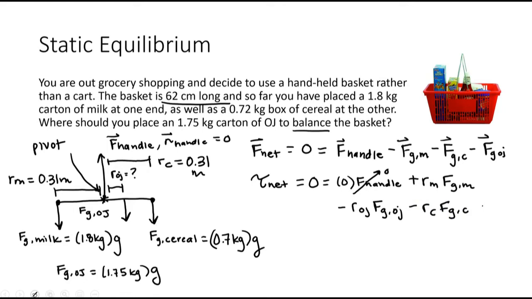Now we have all the information we need, and the only thing we're missing is R_OJ, which is what we're looking for, which is wonderful. So let's go ahead and solve for R_OJ here. I'm going to add R_OJ F_G to the other side and then divide by F_G of the OJ. So we end up with R of the OJ is equal to R_M F_G of the milk minus R_C F_G of the cereal, and then we would divide all of that by the weight of the OJ.